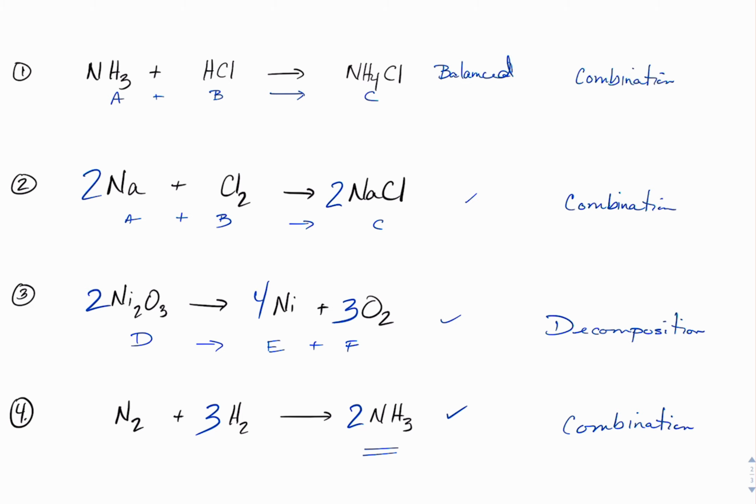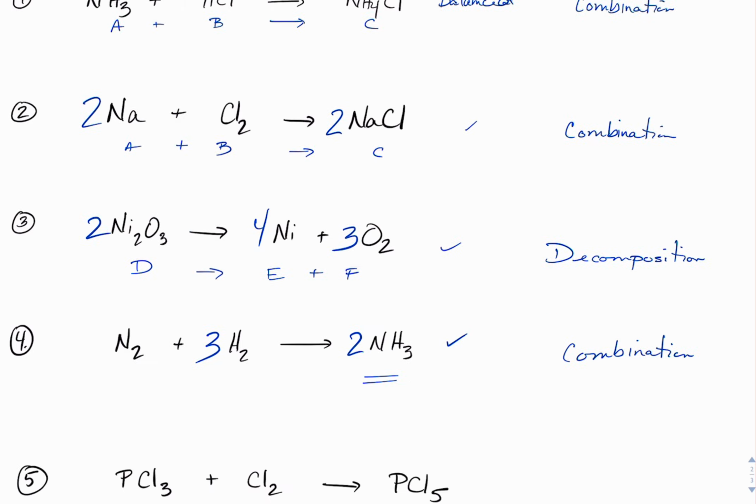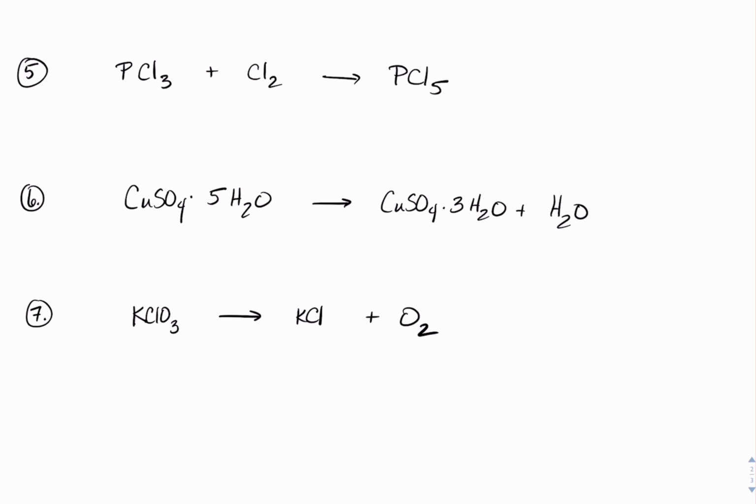Let's try a few more examples. Right here I have 3 more. Again, we have P, 1 and 1, chlorines, there's 5 and 5, so this guy balances, but we're taking two or more reactants and forming one product, so we call that a combination.